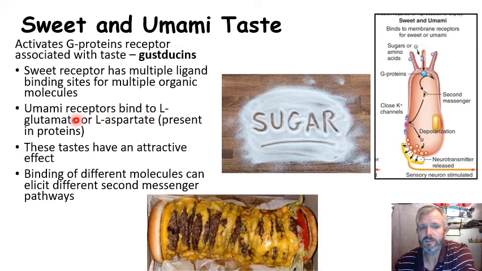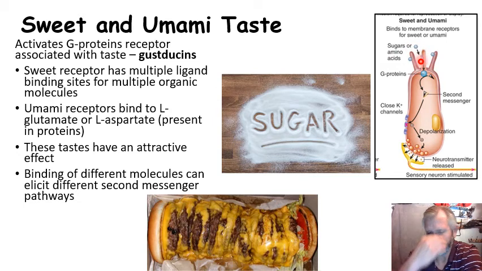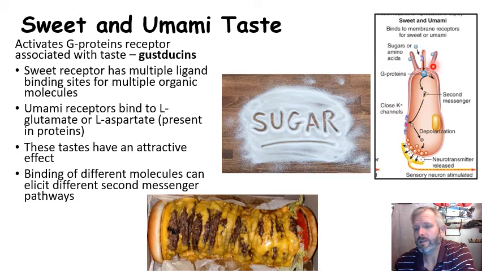Umami responds to L-glutamate and aspartate, which are present in proteins. So it'd be large amounts. The more protein, the more of this available, and the stronger the signal would be at the gustducins. All right, but you'd have cells that would have sugar. You wouldn't have cells that have sugar and the umami receptor there. You would have cells with the sweet receptor, and then you would have other cells that would have the receptor that would respond to those amino acids.